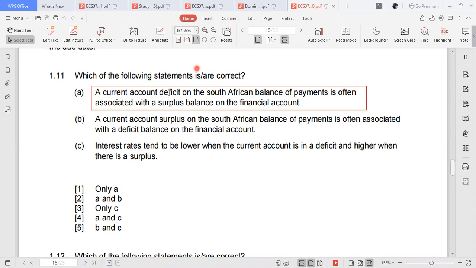So, anyone who wants to make a suggestion? Okay. So, on my side, I selected B and C to be the answers, okay? B and C: a current account surplus, already we did that. And the other one, interest rates tend to be lower, okay? So on my account, I chose option B and C.